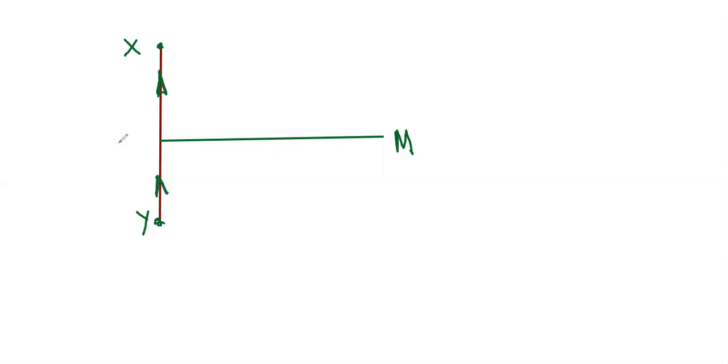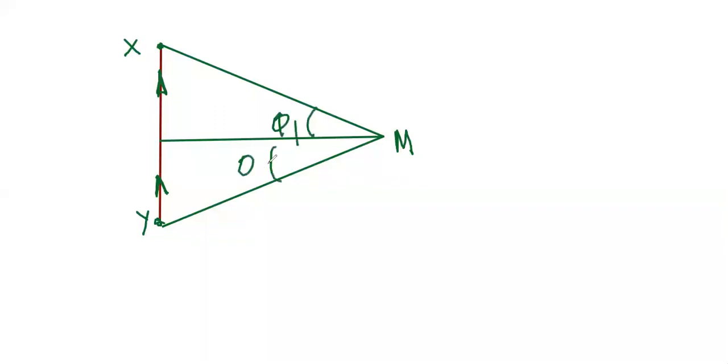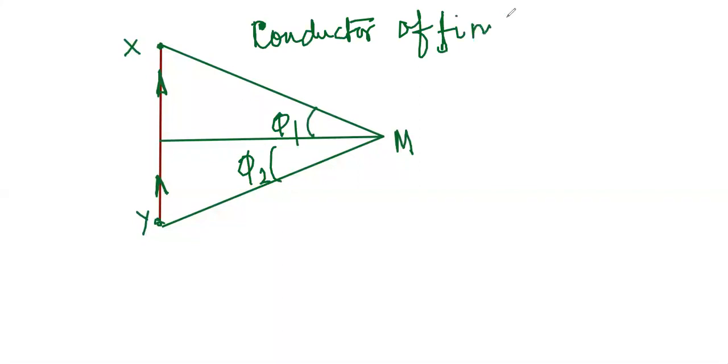Now the upper end of the conductor will be subtending a particular angle over here, and the lower end of the conductor will also be subtending a certain angle. This is phi 1, and this will be my phi 2. We are considering a conductor of finite length, where the upper part is subtending an angle phi 1 and the lower part is subtending an angle phi 2.